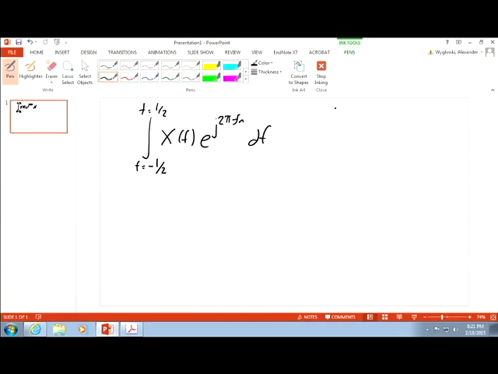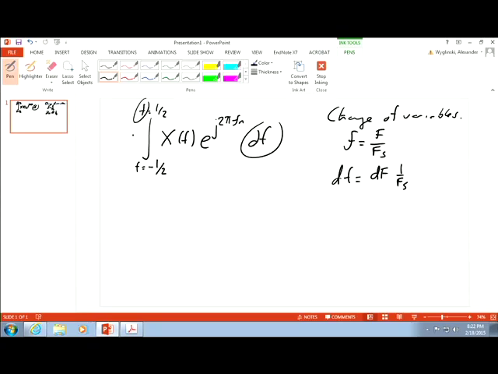So what I want to do is a change of variables. I know that this is true. I also know that df is going to be equal to dF1 over Fs as well, right? So this is going to be changed out, this guy is going to be changed out, that guy is going to be changed out. All of these.